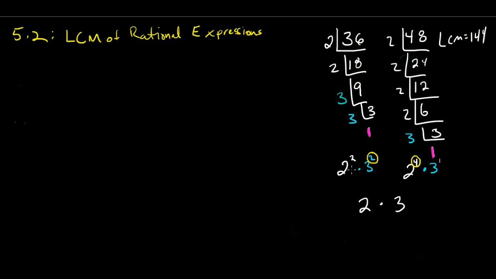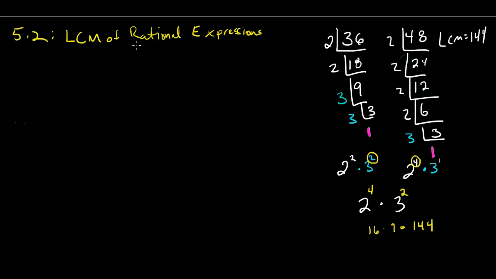See, this one is 2 to the 2nd power, but this one is 2 to the 4th power. So I need to use that highest exponent. And this one is 3 to the 2nd power. This one is only 3 to the 1st power, so I'm going to use 3 to the 2nd power. So in essence, what we have is 16 times 9, or 144. So remember, we need each individual factor, all the different factors that occur, and we take the highest power of each one. That's how we get the least common multiple.